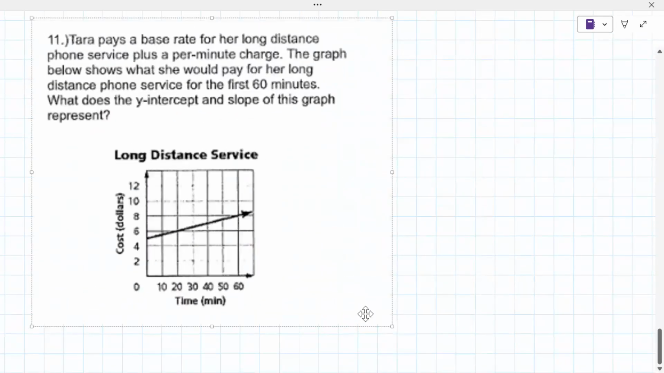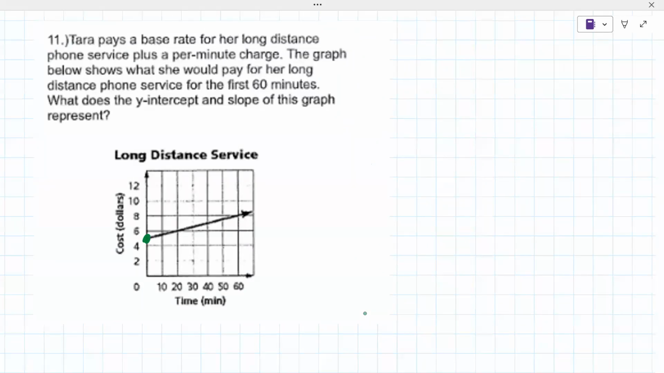All right. Tara pays a base rate for her long distance phone service plus a permanent charge. The graph below shows what she would pay for her long distance phone service for the first 60 minutes. What does the y-intercept mean right there? What do you think? So she starts out paying $5 just to even start the call, so it costs $5 to start the call.